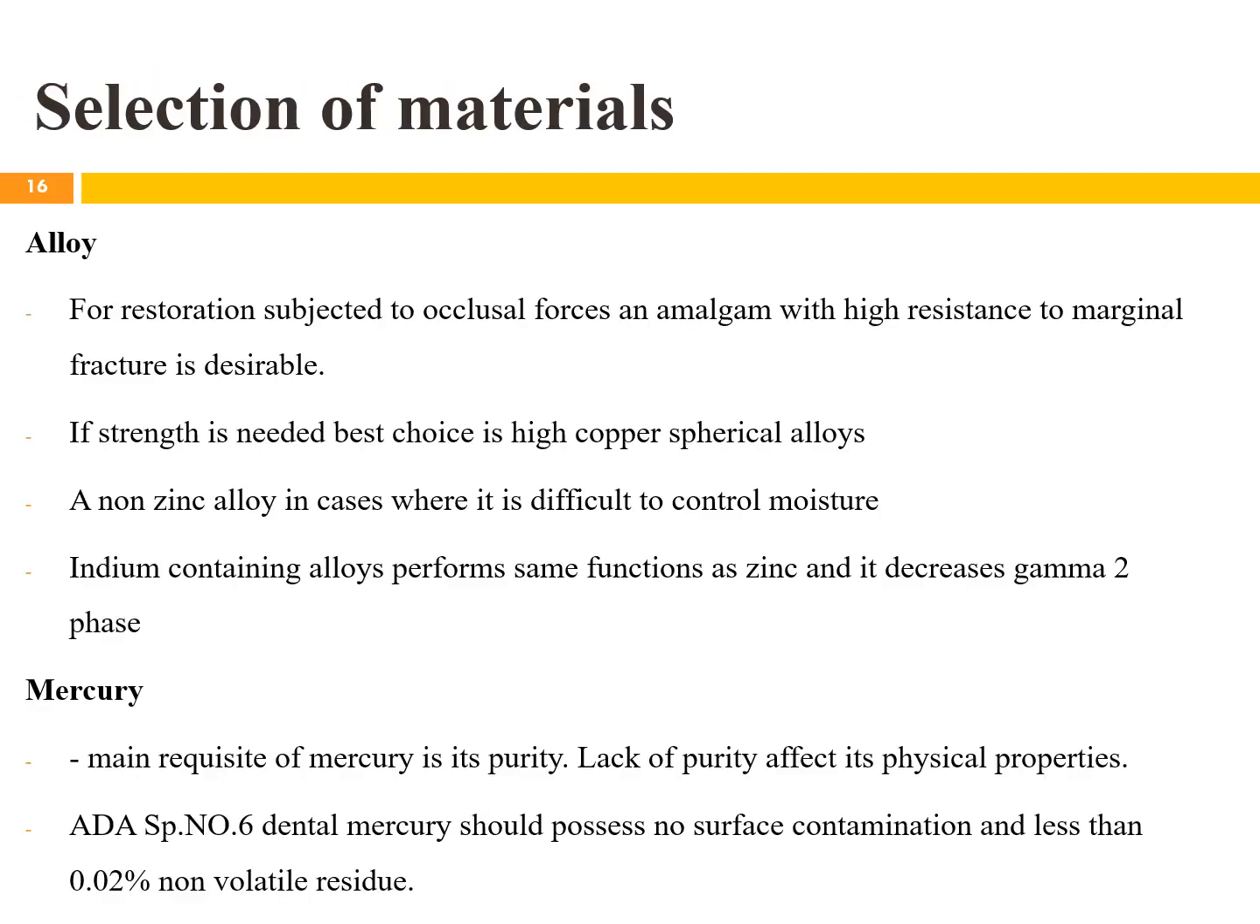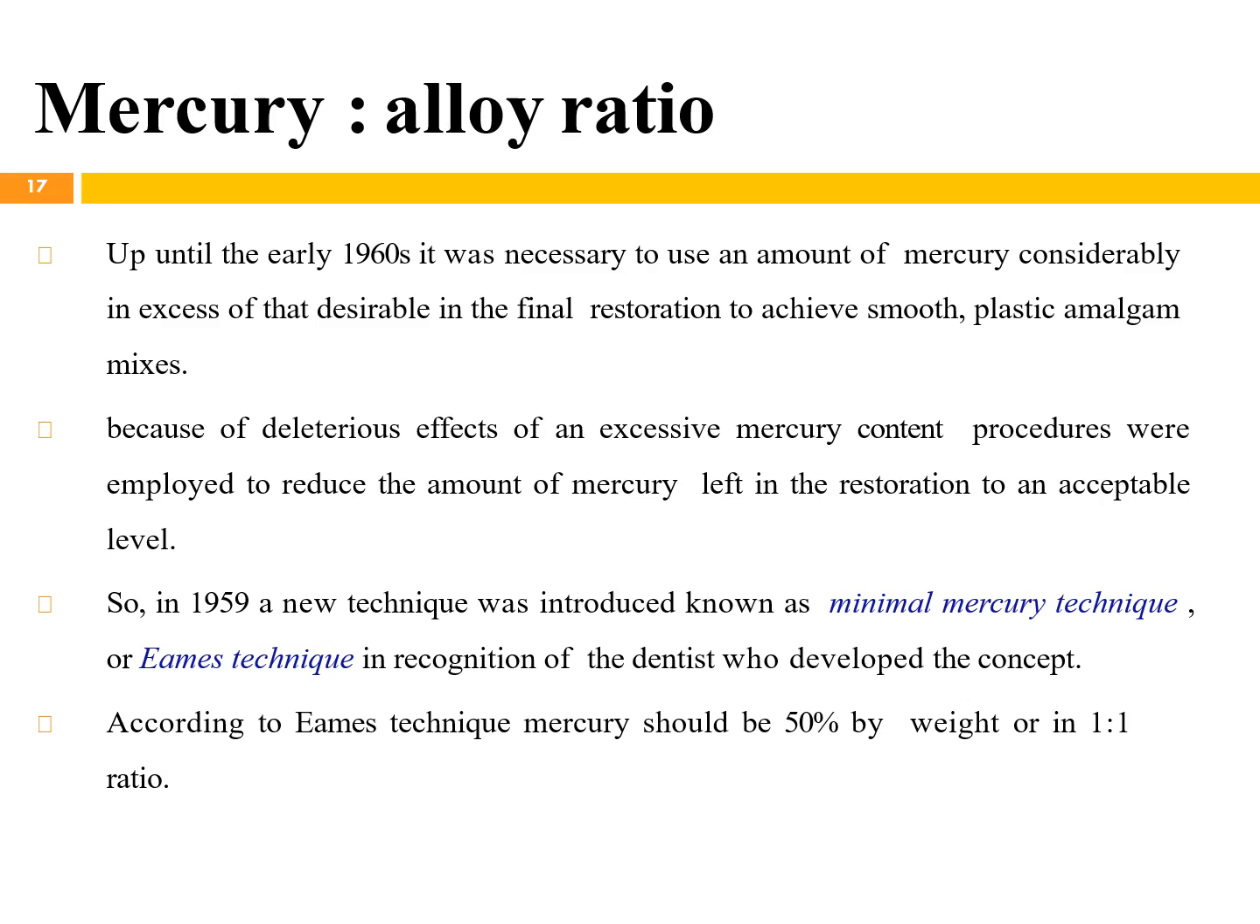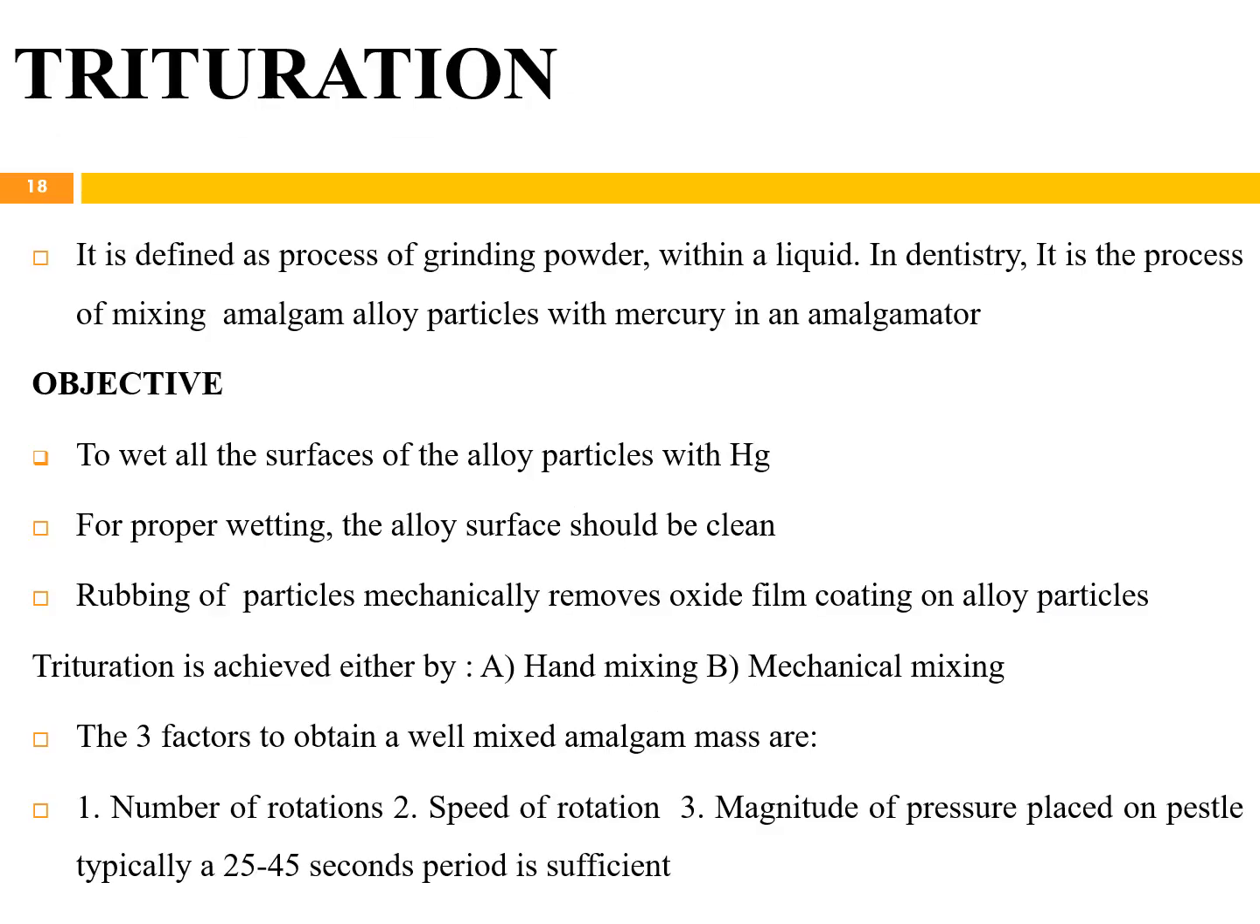Selection of materials. The alloy should be mixed with sufficient mercury. The main requirement of mercury is purity. Lack of purity affects physical properties. Mercury alloy ratio: in 1957, a new technique, the minimal mercury technique or Eames technique, was recognized, named for the dentist who developed the concept. According to this technique, mercury should be 50% by weight, a 1 to 1 ratio.